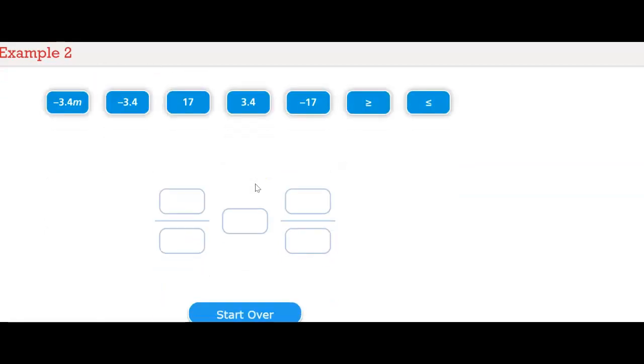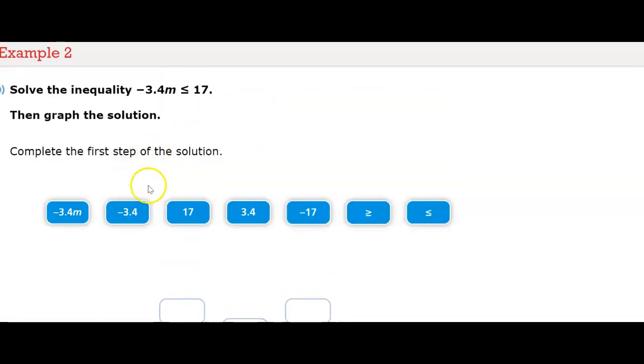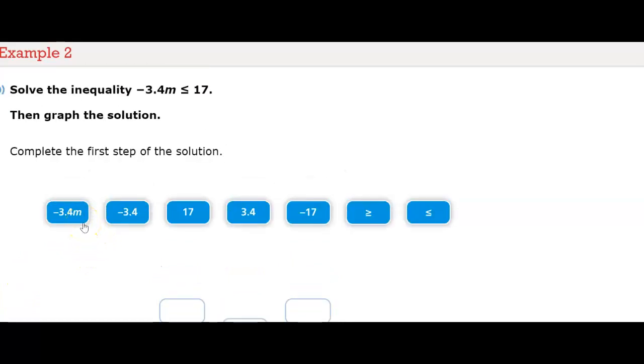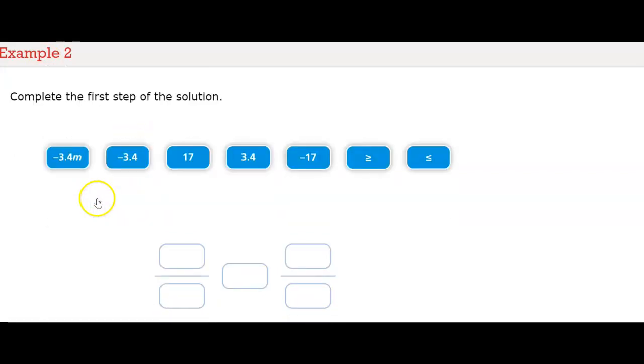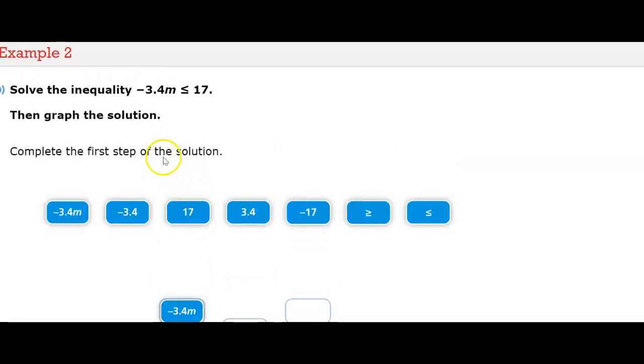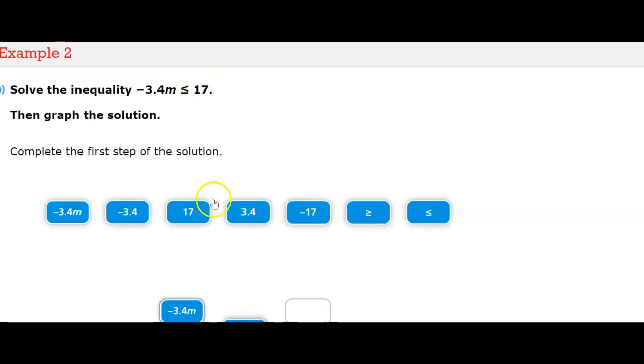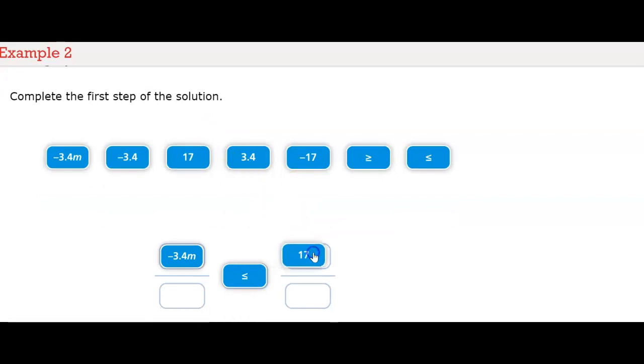So we have negative 3/4 m. Negative 3/4 m is a part of our original inequality, so that would go here. And then we have the less than or equal to symbol here. So that goes here. And then 17, and that will go here.